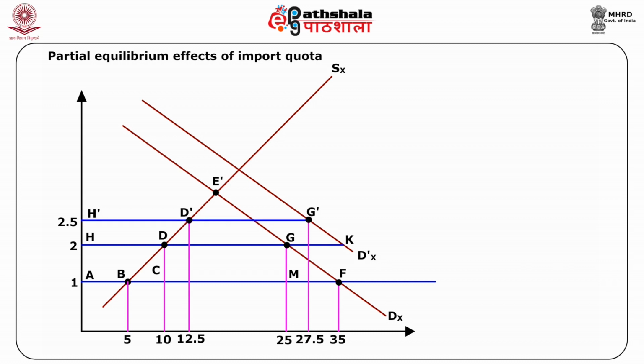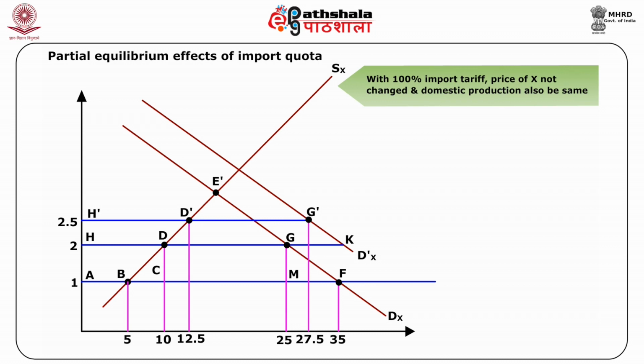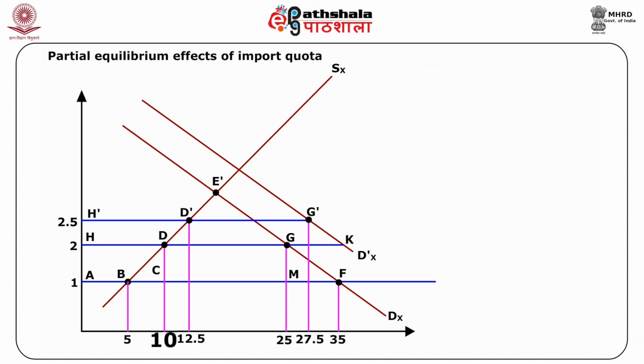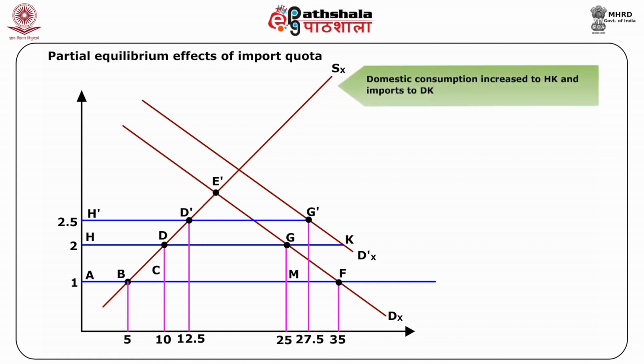On the other hand, if demand is increased from Dx to D'x and with the given 100% import tariff, the price of X would not have changed and domestic production would also be the same, that is 10 (HD). But domestic consumption would have increased to HK and imports to DK.